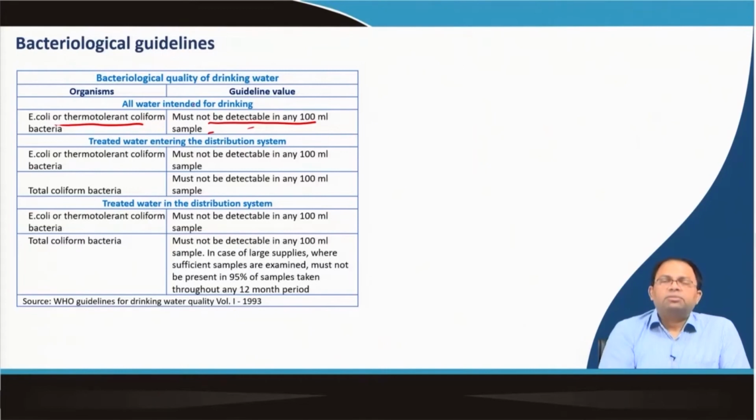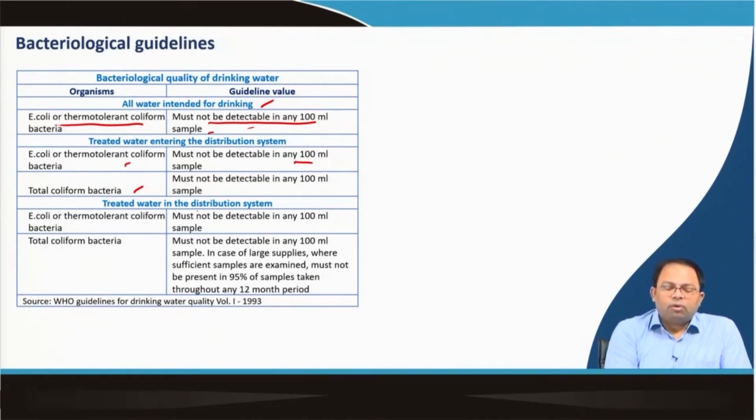So there are three kinds of standards that have been mentioned. One is water intended for drinking. One is treated water entering the distribution system. That means once the water is treated, it is put into the pipeline. Then there also we make sure that neither total coliform nor E. coli is being detected in 100 milliliter samples.